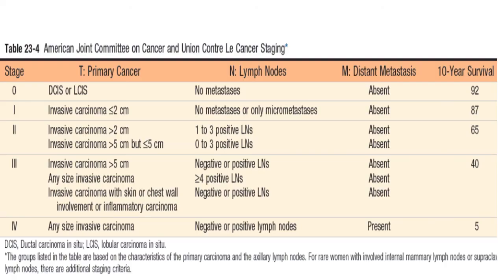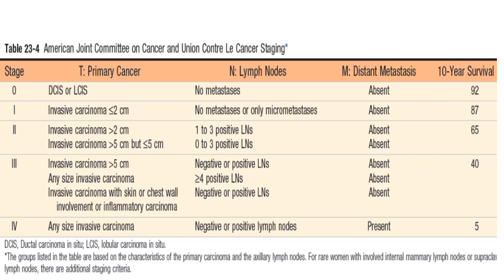This table is describing the AJCC staging system for breast tumor. The breast tumors are staged from 0 to 4, and all three parameters, tumor, node and metastasis, are considered in this staging system. Stage 0 is for ductal carcinoma in situ or lobular carcinoma in situ, which have no metastasis to the lymph node or distant metastasis, and the 10-year survival for these tumors is 92%.